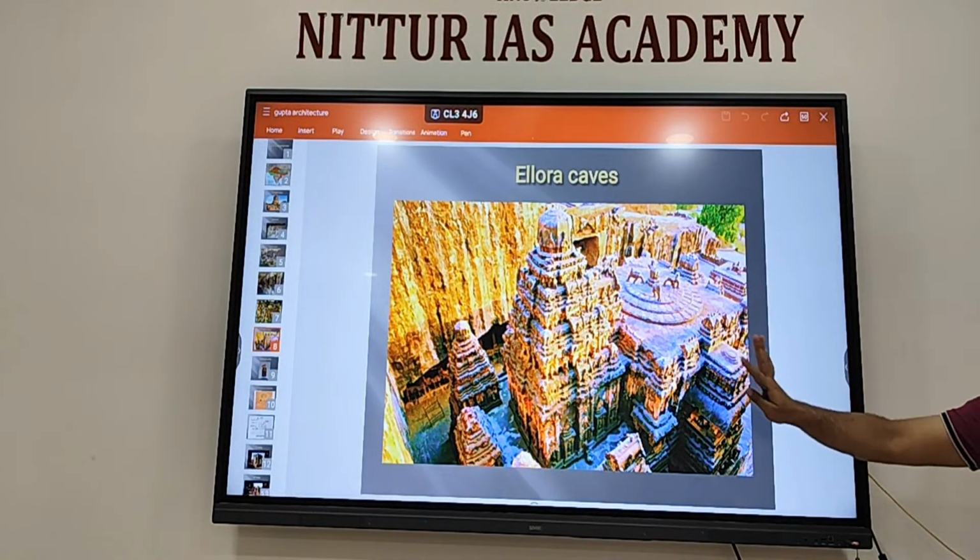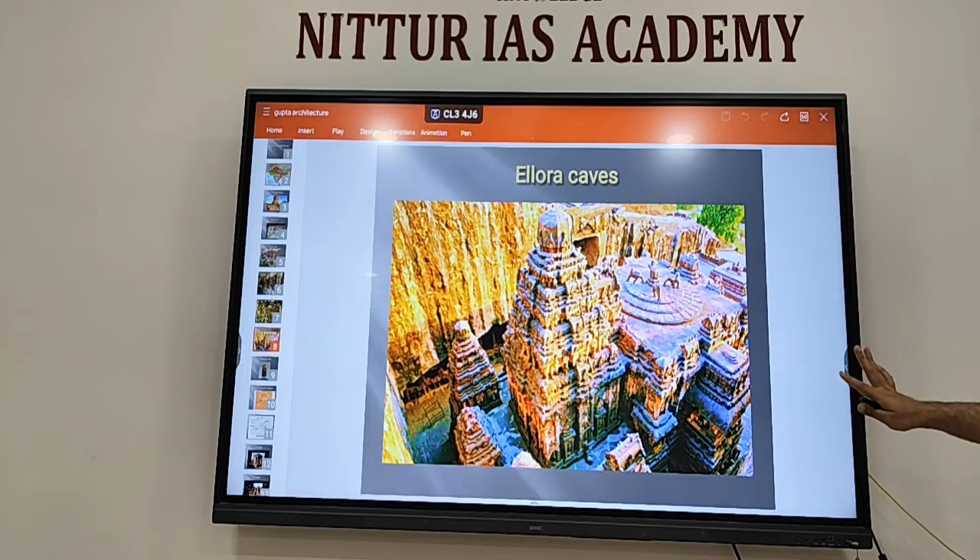This is found in case of Ellora, but cave number 16 was constructed during the post-Gupta period, not in the Gupta period, because we discussed a total of 34 caves are there. Only the early caves are created during the Gupta period. So this is one of the UNESCO World Heritage Sites from the Ellora caves.